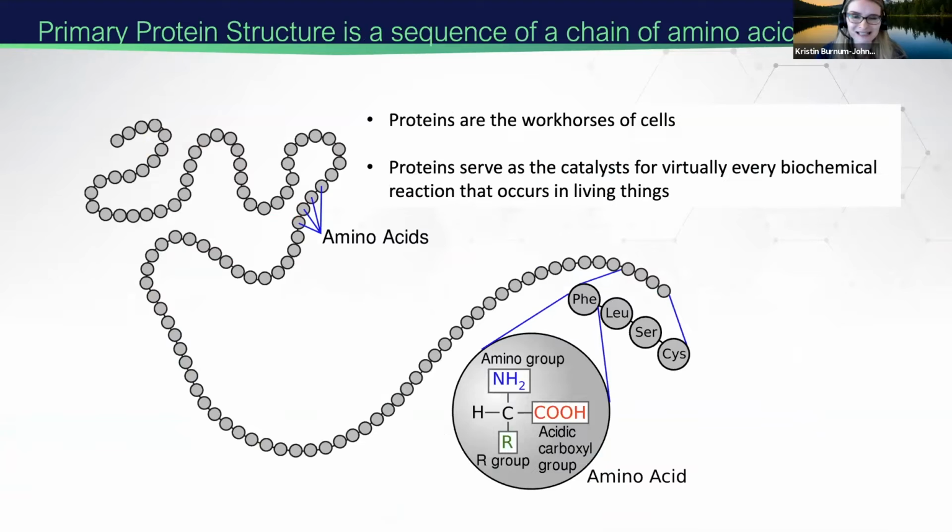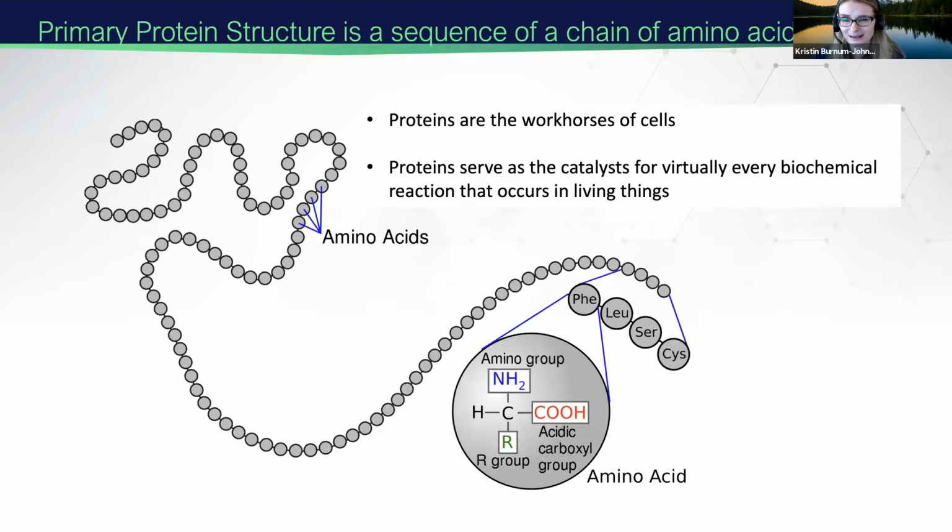Now, going to basics, everyone's familiar with this, but we're particularly interested in proteins that serve as enzymes, which are catalysts for these biochemical reactions of interest. So proteins are the workhorses of cells. On a molecular level, they're made up of linear chains of amino acids, as pictured here.